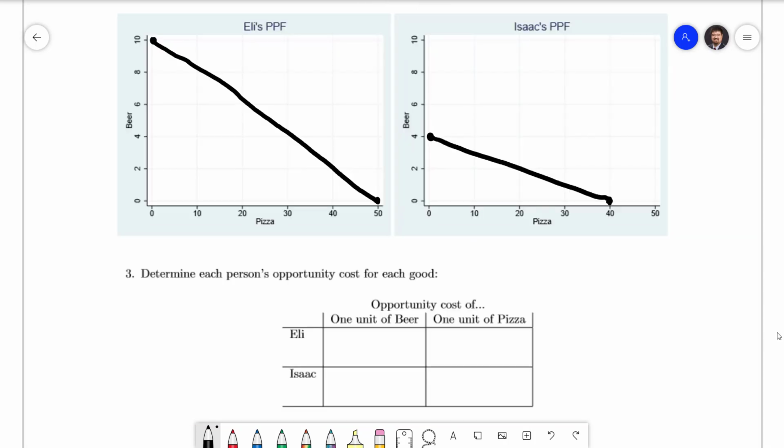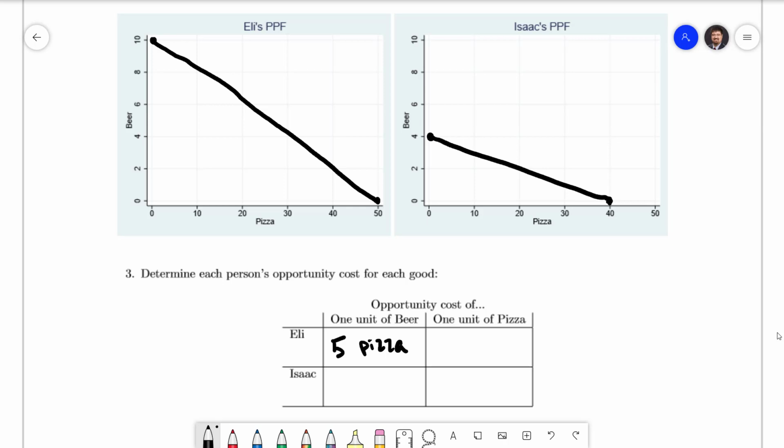Next, we'll do their opportunity cost for a unit of beer and a unit of pizza. Let's start with the beer. Remember that it takes Eli 1 hour to make beer and 12 minutes to make pizza. So for every beer, he has to give up 5 pizzas. In the time that it takes him to make 1 beer, he could make 5 pizzas.